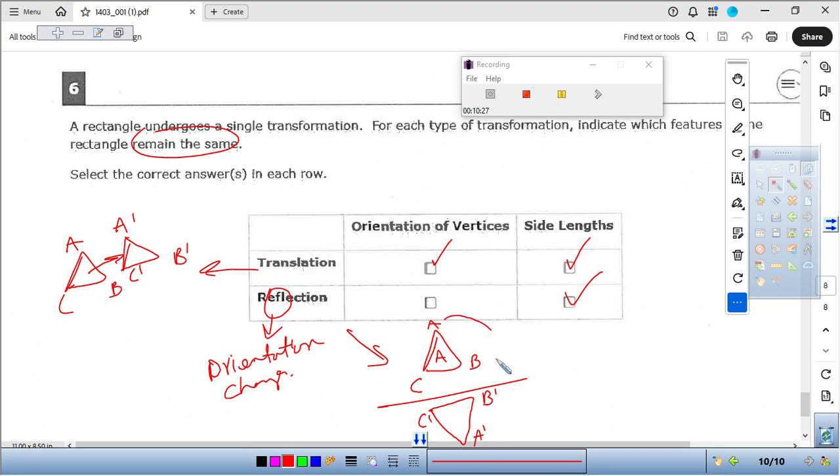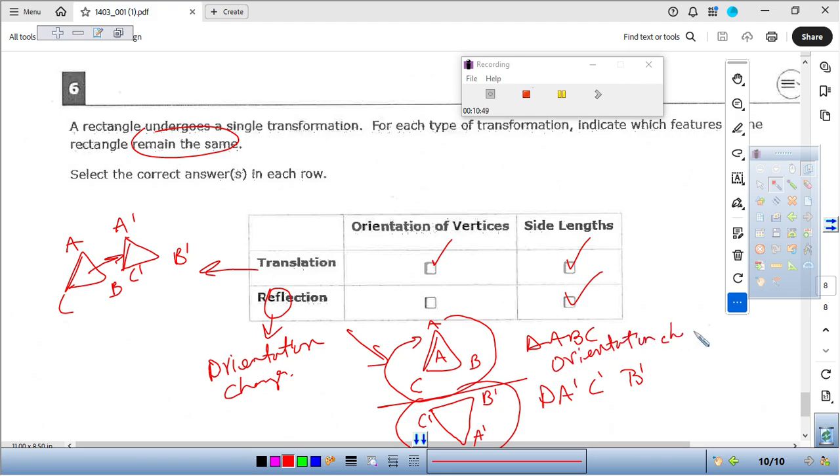Well, if I start here and I go to the right, that would be triangle A, B, C. If I start off at A, I would have A prime, and then C prime, and then B prime. You see how these things change order? See, the orientation changes. That's what it means. Orientation changes.